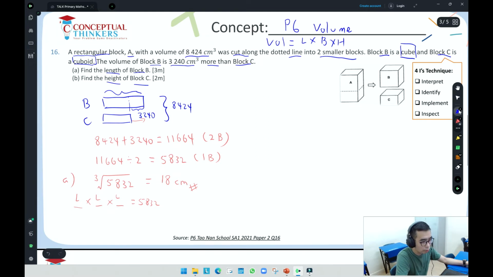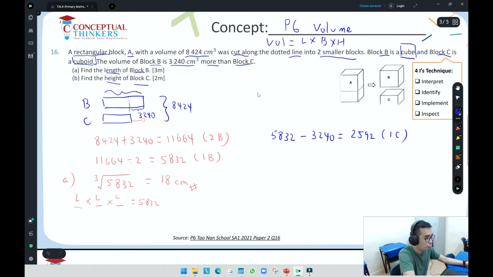So let's find out part B. To get the height of block C, we need to first have the volume of block C. So we take 5,832, which is the volume of block B, and minus away 3,240. This will give me 2,592. So this will be one block C.